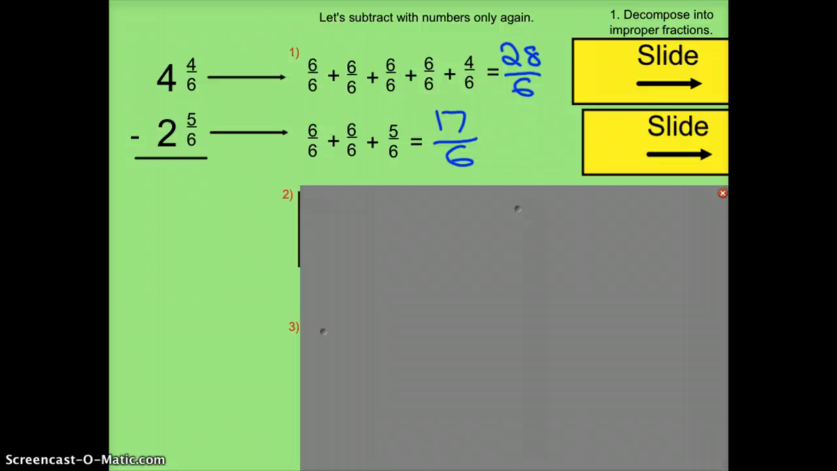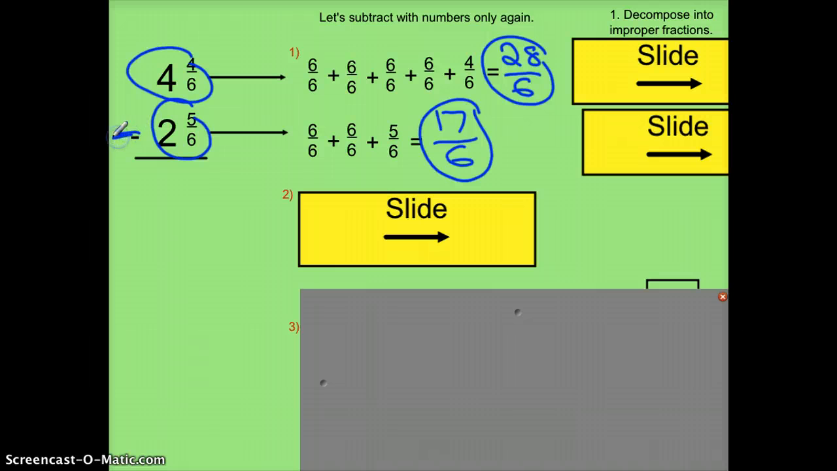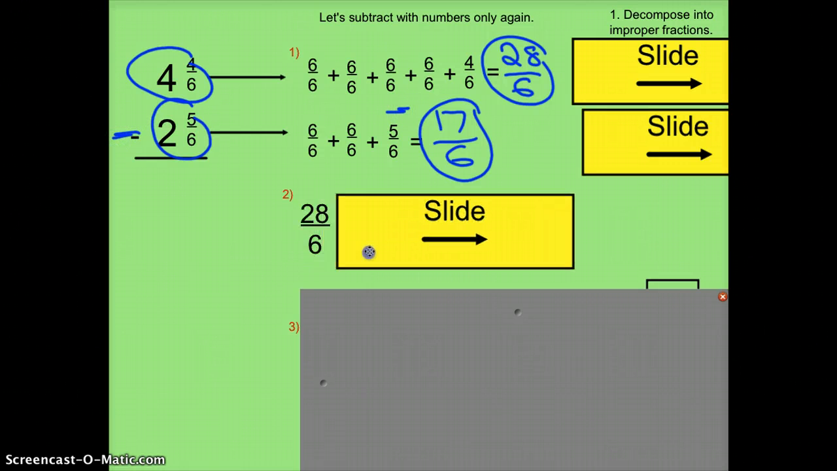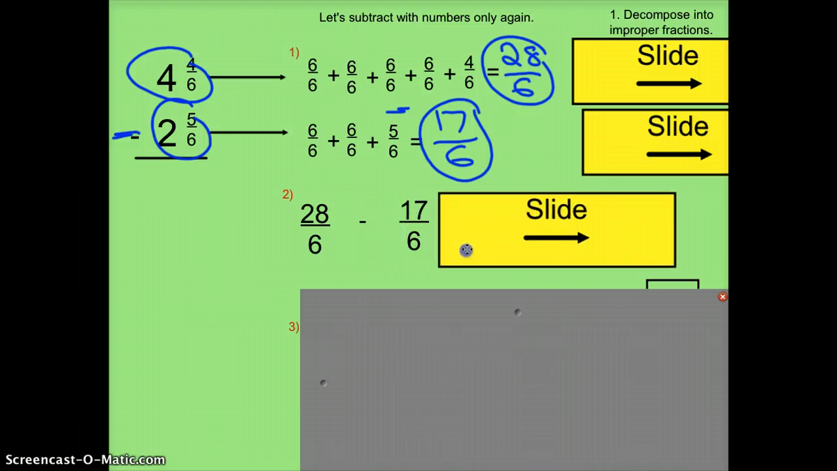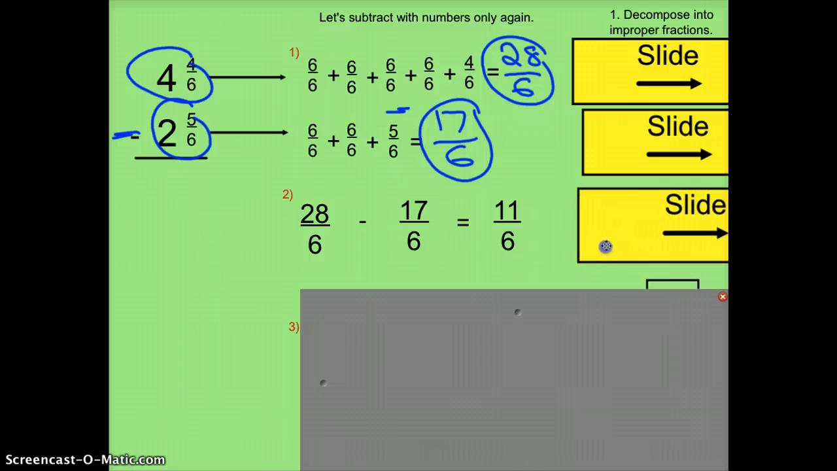Okay, we'll take a look down here. These are the two numbers that replace the mixed numbers in my problem, so I'm just going to subtract them. 28 minus 17 equals 11/6. This is my answer.